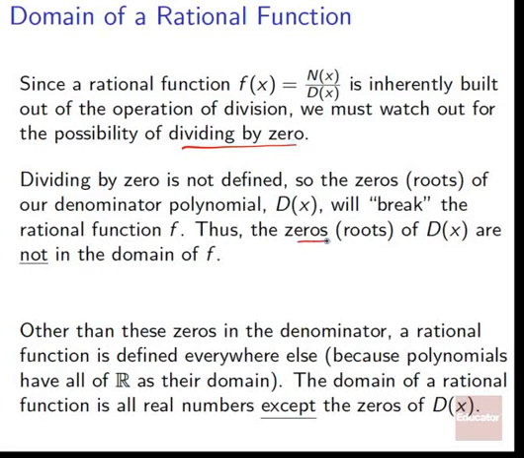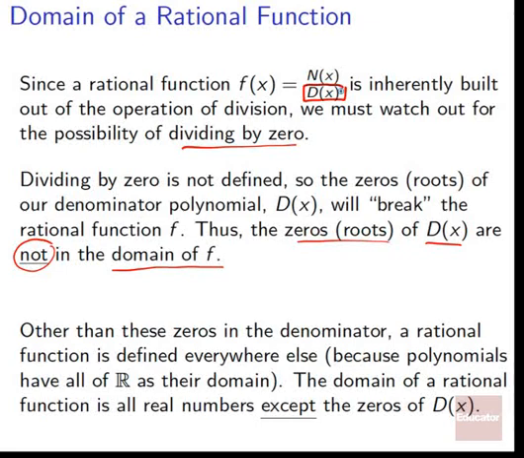The zeros of d of x are not in the domain of our function. So a rational function, wherever the denominator winds up being 0, is not defined there. That's not in the domain. It's not in the set of numbers that we're allowed to use, the domain, because if we plug in a number that makes us divide by 0, we don't know what to do. We just blew up the world, so it's no good. So we're not going to be allowed to plug in those numbers.